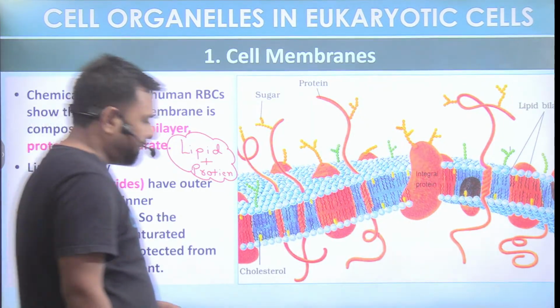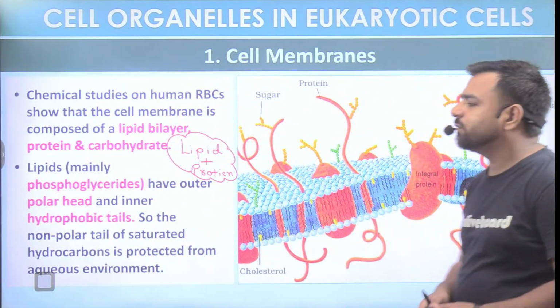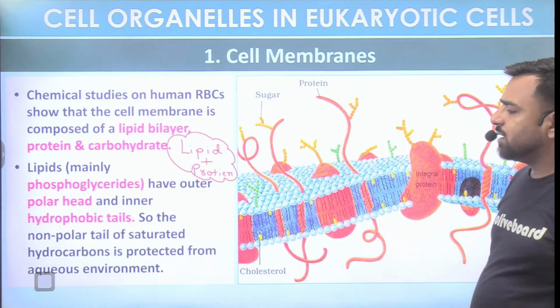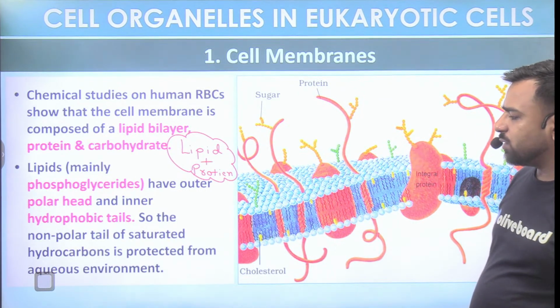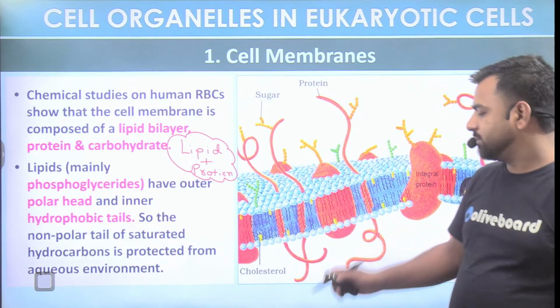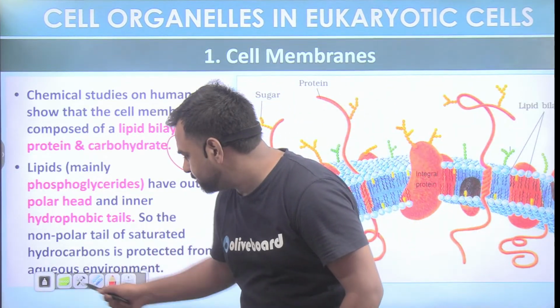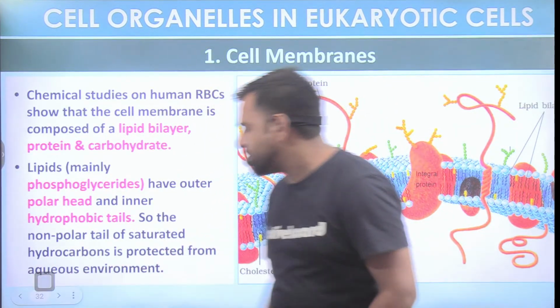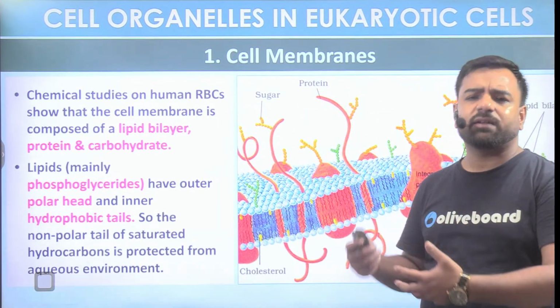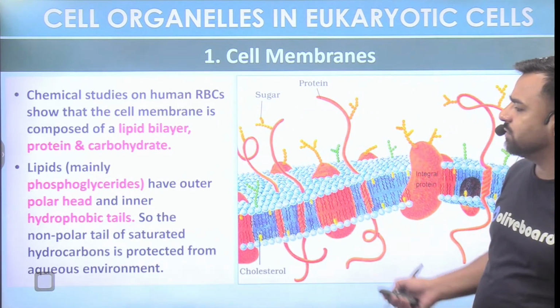Lipids, mainly the phosphoglycerides, have outer polar heads and inner hydrophobic tails. So the non-polar tail of the saturated hydrocarbons is protected from the aqueous environment. In short, it's talking about safety here. Okay, that's done. I have to discuss some of the processes as well, active transport and passive transport. Some of you might have confusion, so I'll discuss that also. No worries.